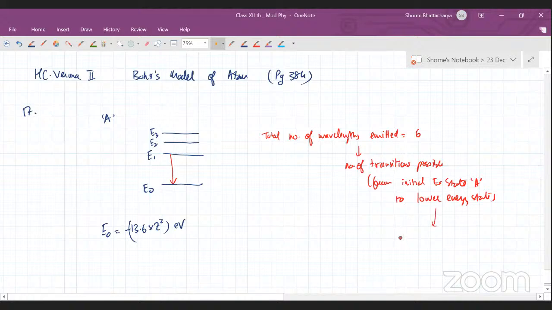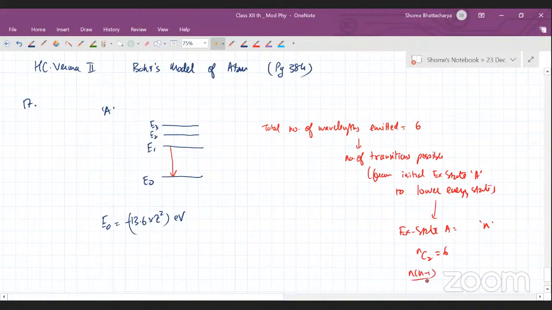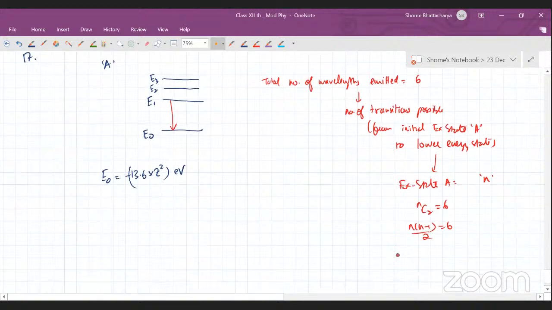Okay, so if the excited state A has principal quantum number n, then nC2 is equal to 6, or n into n minus 1 by 2 is equal to 6. So that means n is equal to 4. So this is the third excited state, or the principal quantum number is 4. Okay, so there are all these possible.